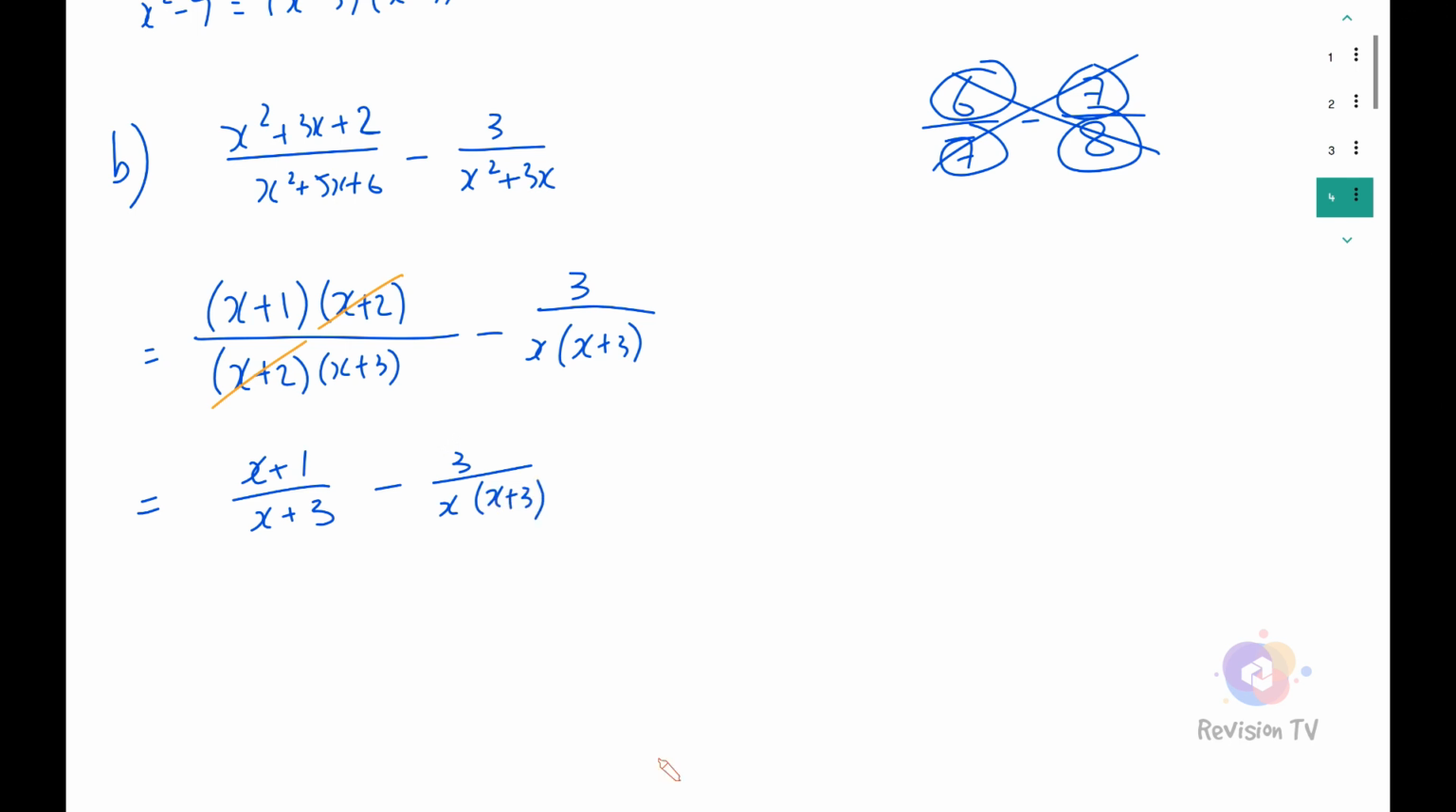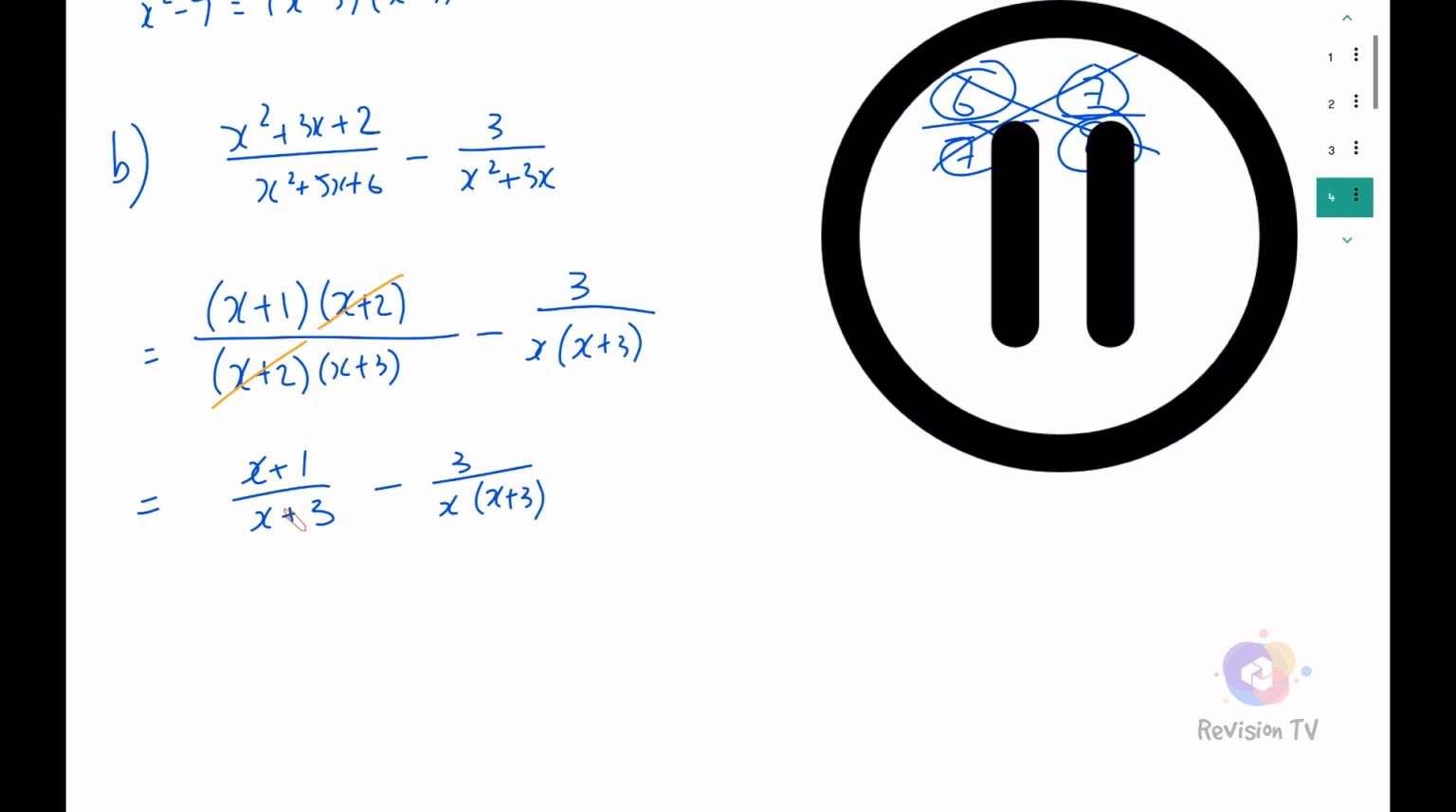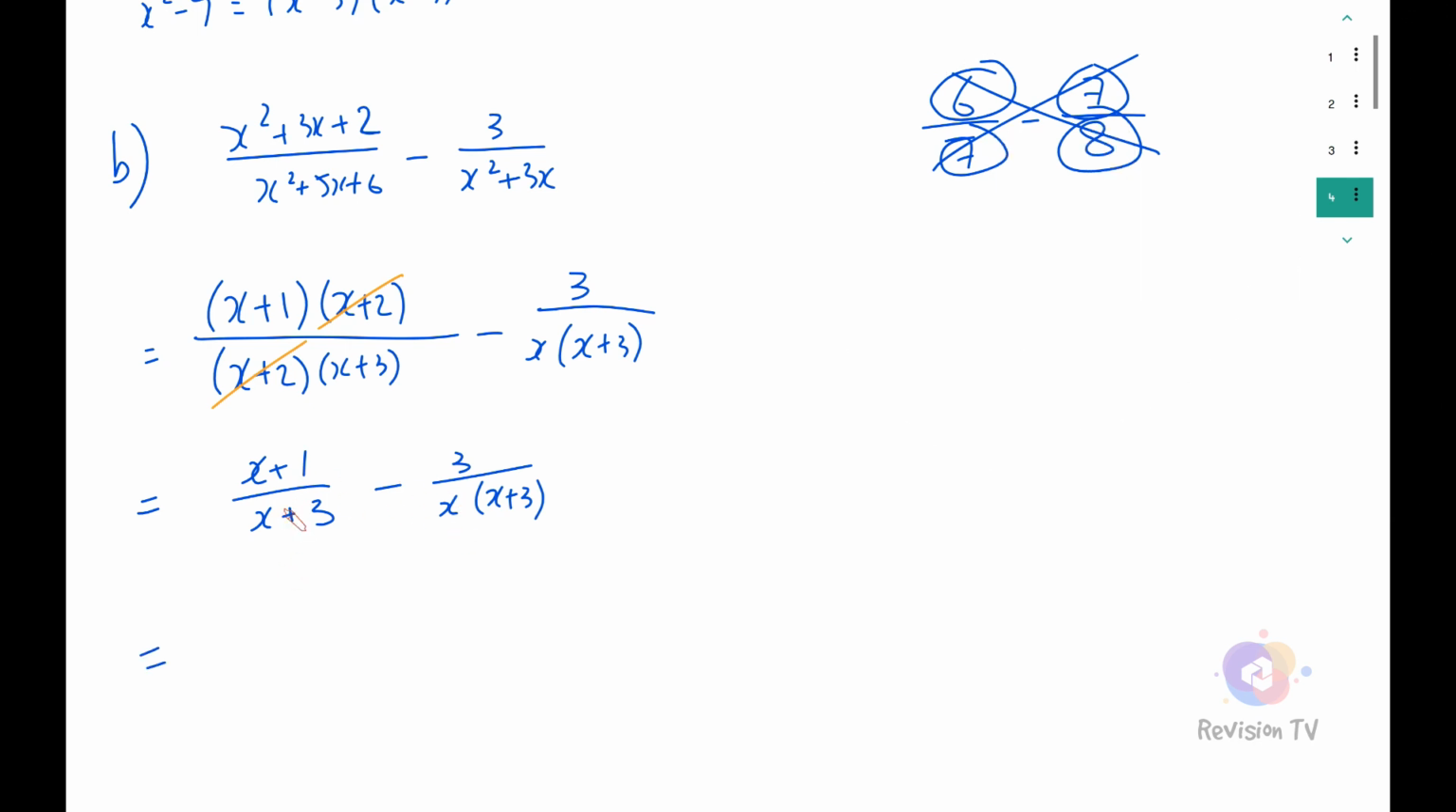Maybe you can pause the video, think about what will be the common denominator between these two fractions. Common denominator will be x times x plus 3. Now, because both have an x plus 3, but this fraction is lacking an x, we'll just have to multiply this fraction by an x, which gives us x times x plus 1 minus this fraction has the same denominator, so we can just write the numerator as it is. The fraction line is too long, just trim it a little bit like a haircut.